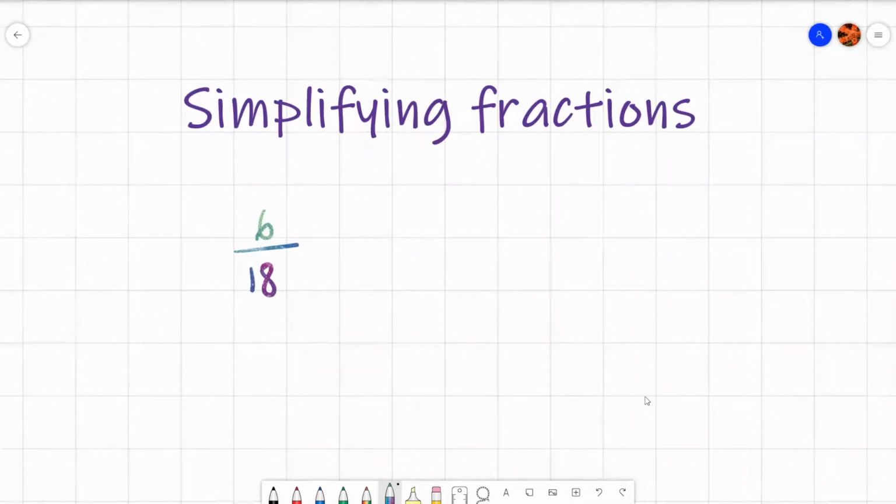Here, 6 and 18 are both even, so I can half. I can divide 6 by 2 and 18 by 2. 6 divided by 2 is 3. 18 divided by 2 is 9. Well, 3 and 9 here aren't even, so I can't half anymore.